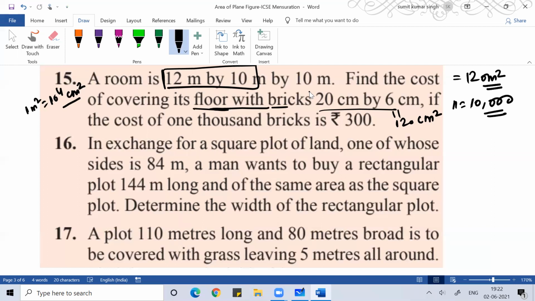10,000, yes, sir. So if 1,000 brick cost is 300 rupees. So 300 into 10. 10,000 brick is 10 times 1,000. 300 rupees. So 10,000 brick cost would be 3,000 rupees. Yes, sir.